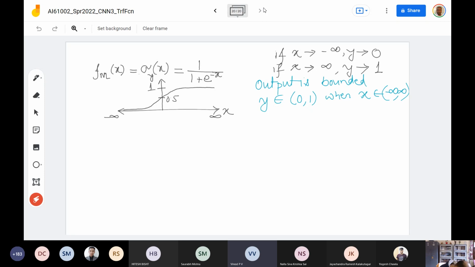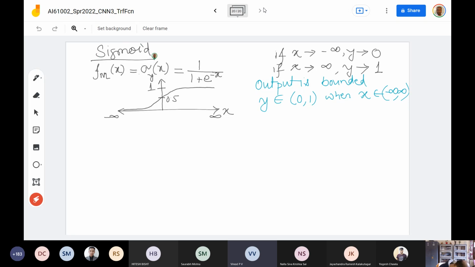So even if your input is unbounded, your output is still bounded. Okay. Now this is one of the ways of doing it. There are other options as well. One of them is what is called the sigmoid function.